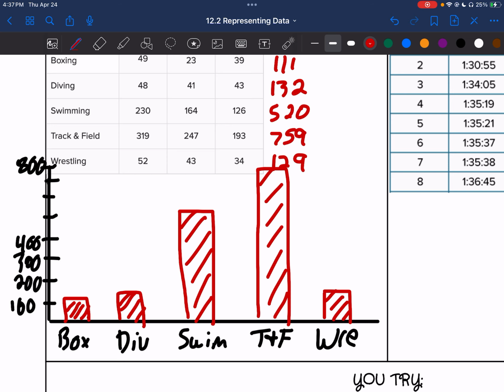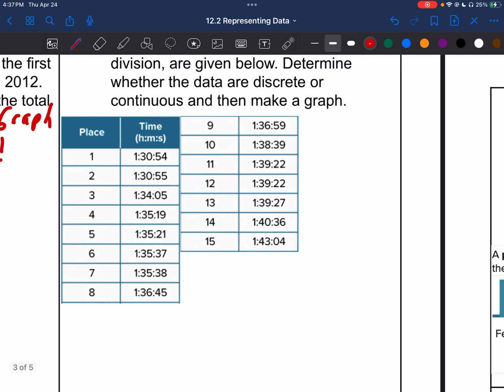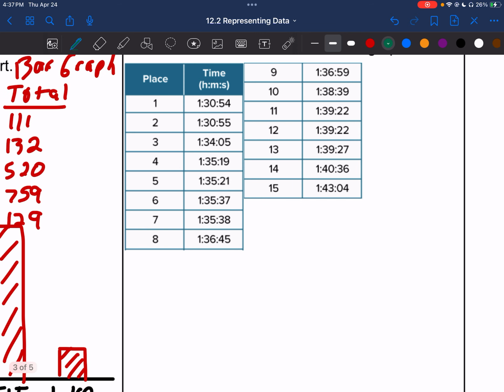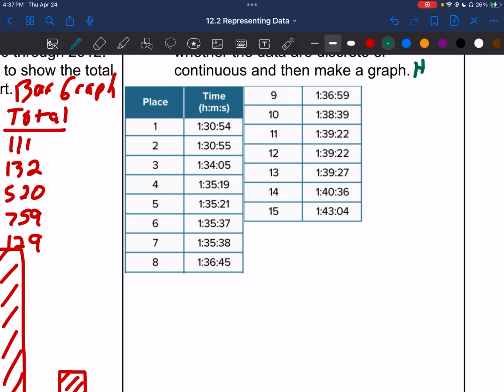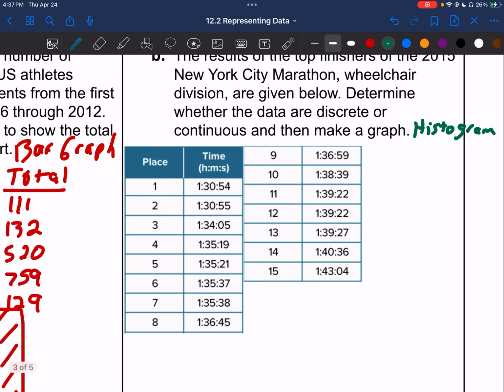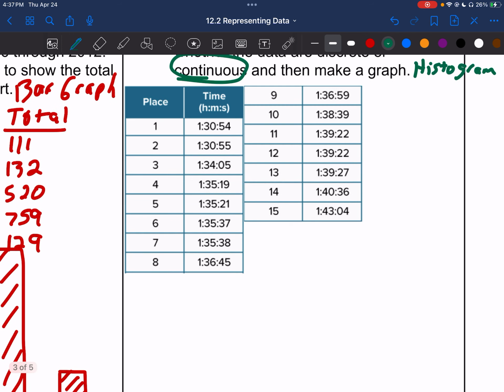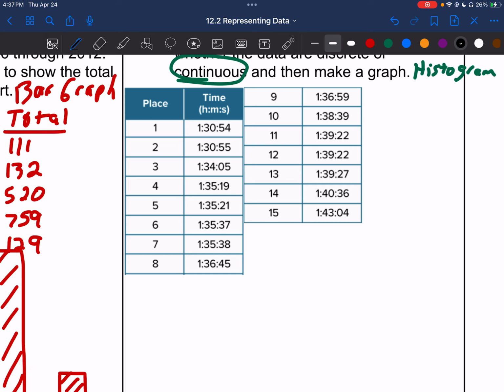All right. So our next one, we have the results of the top finishers of the 2015 New York City Marathon wheelchair division given below. Determine whether the data are discrete or continuous and then make a graph. So in this case, the data is continuous. Like it just goes from 1 minute into the next. So this is going to be a histogram, and it's because the data is continuous. Histograms work the same as bar graphs, just they butt up against each other.